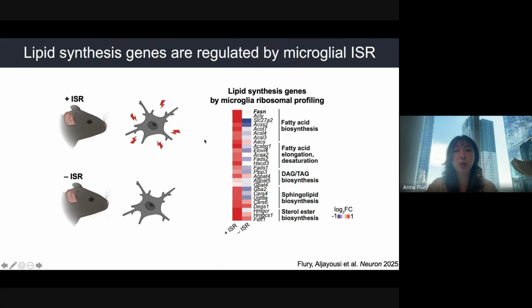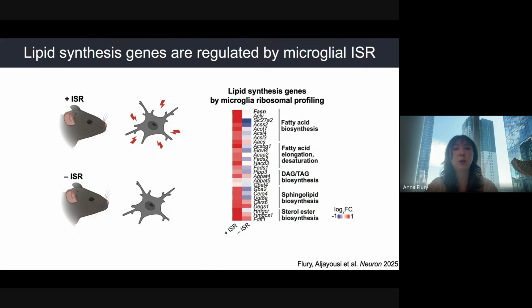To get at that question, we did ribosome profiling from our stressed or stress-inhibited microglia to look for patterns. And what we found was that, strikingly, in our stressed microglia there was an upregulation of genes involved in lipid synthesis, all kinds of lipid synthesis. And conversely, in our stress-inhibited microglia, those genes were downregulated. So we speculated that perhaps the stressed microglia could be synthesizing and secreting lipids, because astrocytes are known to do that under certain conditions.